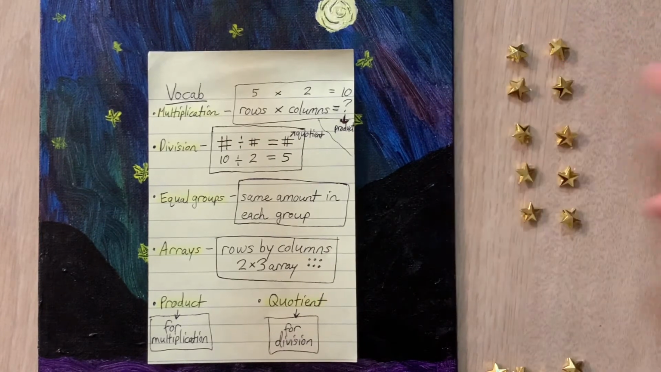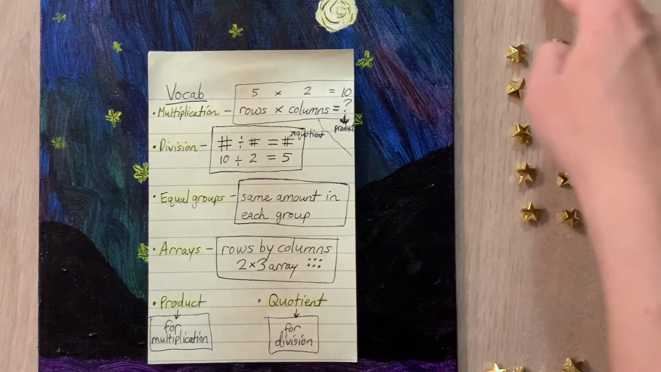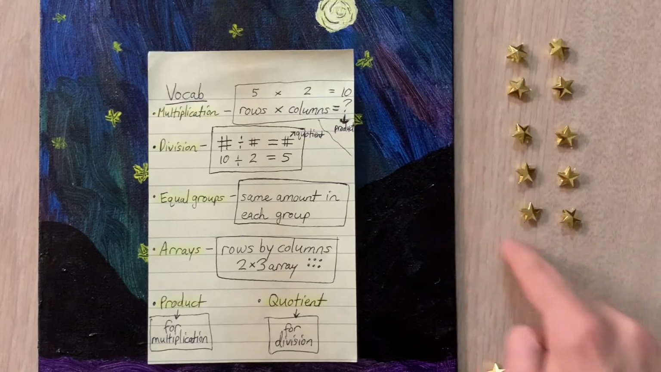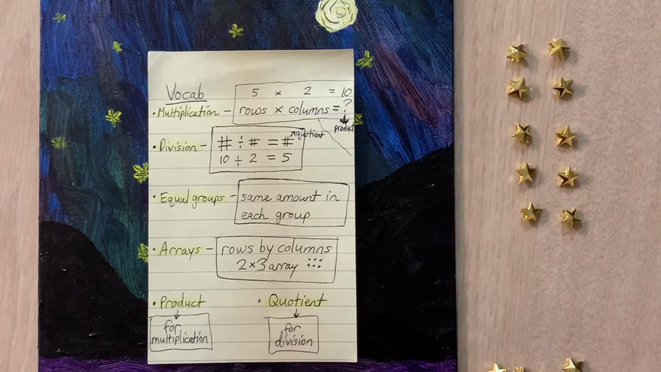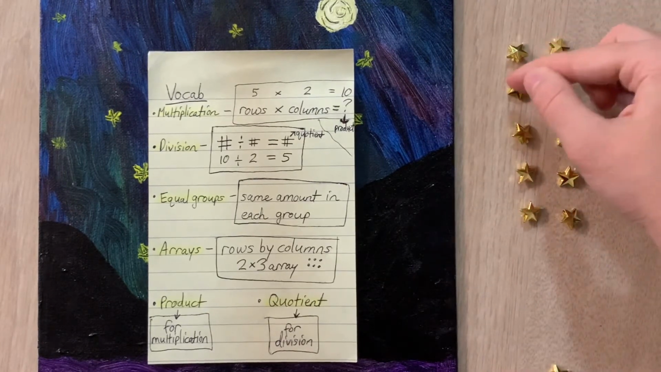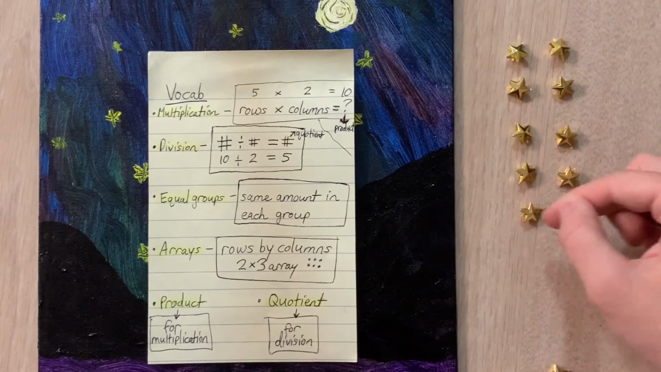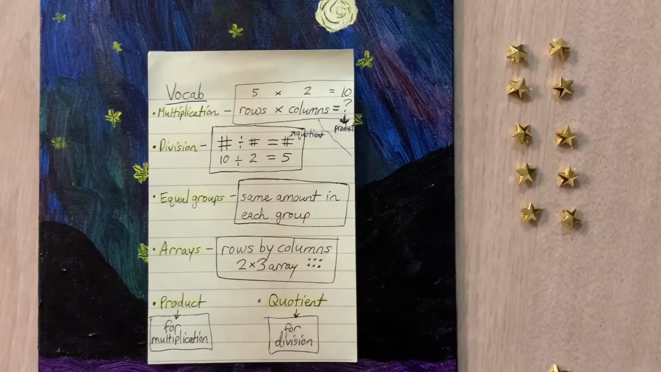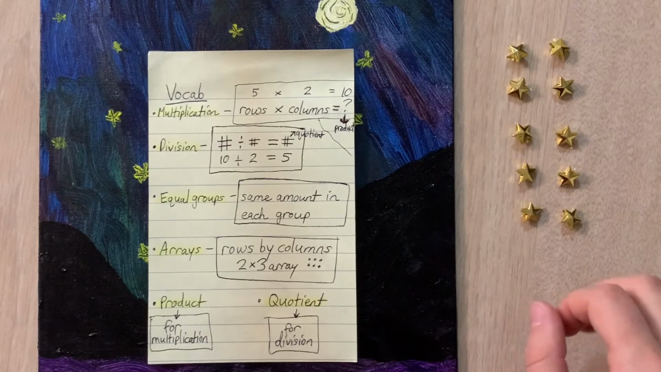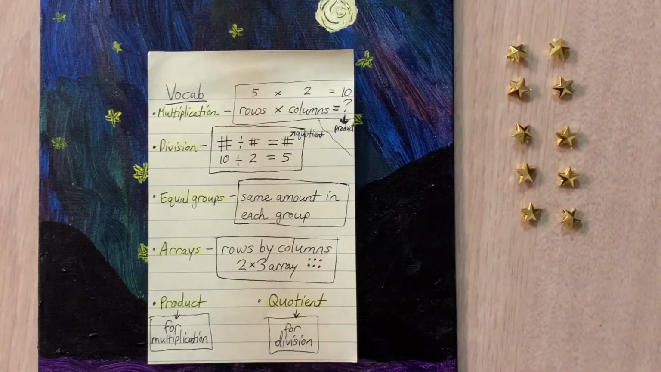So if I have 5 rows by 2 columns, then I would count up my total number of stars to find the product for the multiplication. So I've got 1, 2, 3, 4, 5, 6, 7, 8, 9, 10. 10 stars, so that would be my product. So 5 rows times 2 columns equals 10. So that's multiplication. Now division is the opposite.